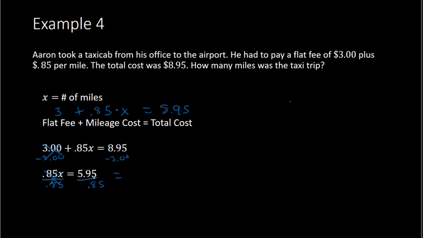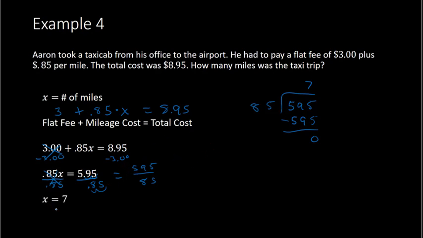I can think of this as 595 divided by 85, because if I multiply the top and the bottom by 100, the decimal place moves 2 places for both top and bottom. So I simply do 595 divided by 85, and that answer is going to be 7, because 7 times 85 gives me 595. So my solution is x equals 7.